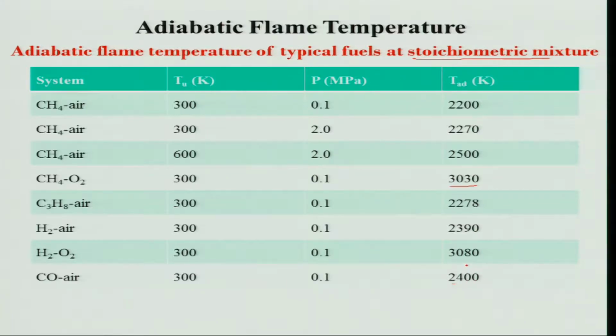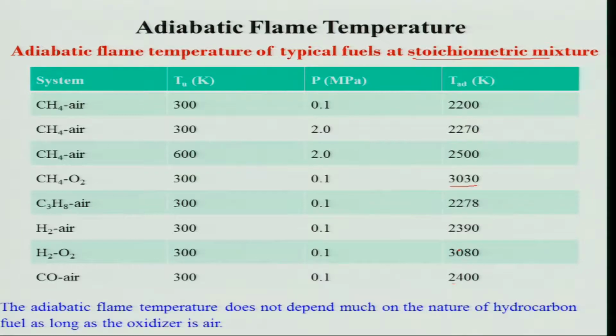This is quite interesting: how come CO air has a higher temperature as compared to the hydrocarbons? People still have to resolve that. What you can learn from here is that the adiabatic temperature depends on pressure, on the inlet temperature, and also on the type of oxidizer or fuel you are using, except for hydrocarbon air, which stays almost in the range of 2000 to 2300 Kelvin.